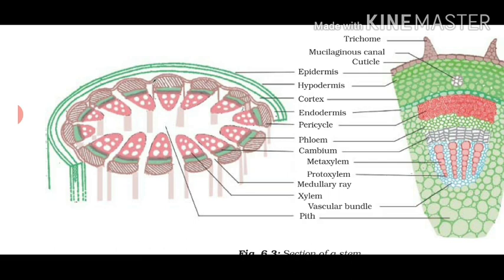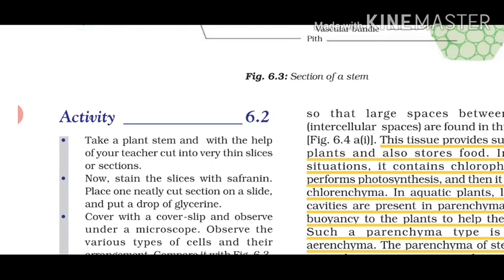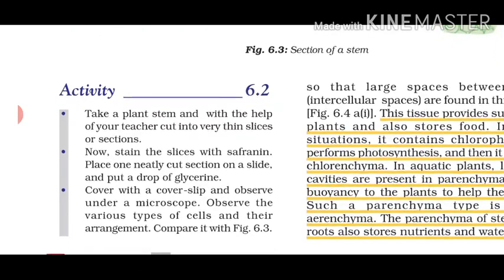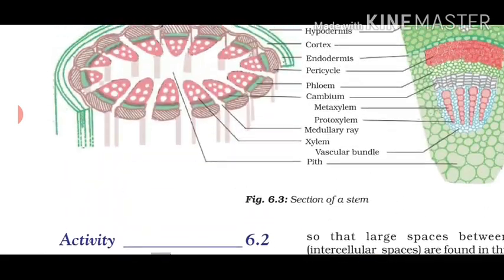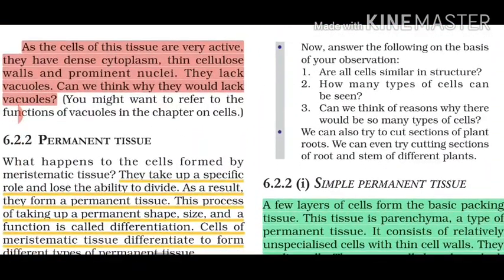What will we do? We will take a plant stem and, with the help of scissors, cut it into very thin slices. Stain the slices with the help of safranin. Cover with a cover slip and observe it under the microscope. The number of cells and various types of cells present in that slice can be seen under the microscope. Can you tell whether these cells are of the same type or many types of cells can be seen? Try to answer it. Let us study about simple permanent tissue.